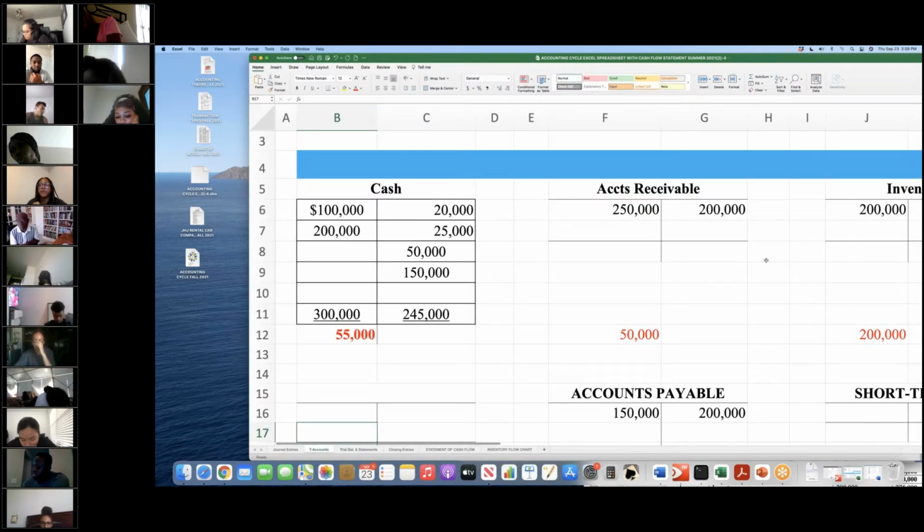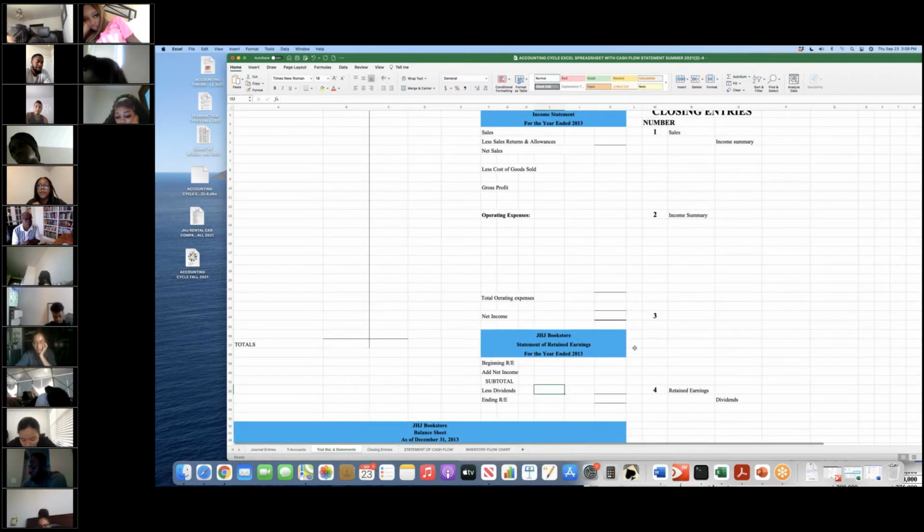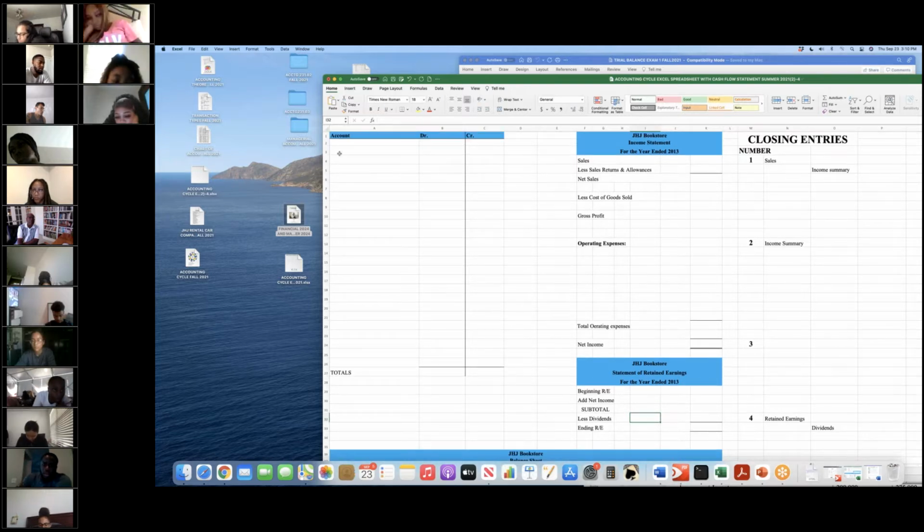Okay. You don't have this trial balance done? I don't have my T accounts or anything, so you all are going to have to tell me. What's the first thing going to be on this trial balance? Cash. Cash is going to be our first account. How much is in the cash account? 55,000.